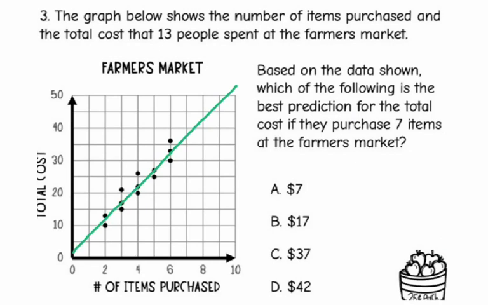Sorry. Based on the data shown, I'm answering the question real quick. Which of the following is the best, there's our favorite word, prediction, for the total cost if they purchase 7 items at the farmer's market. All right, cool. 7 items. Items purchased is down here, okay? So I'm going to go to 7. Well, 7 would be like right, let's go purple. 7 would be like right here.